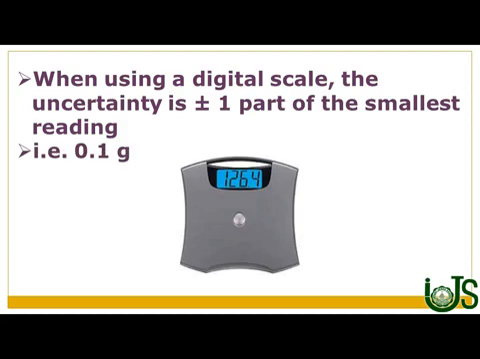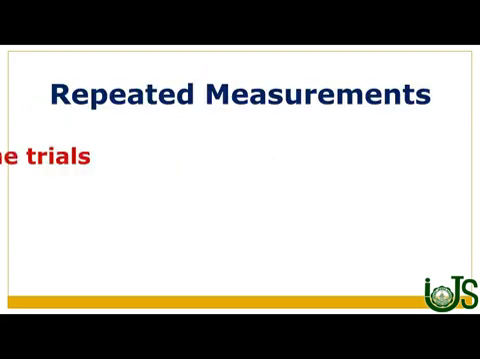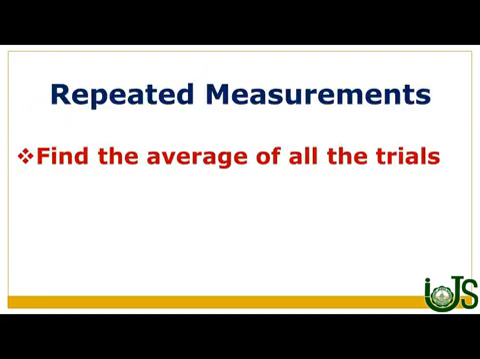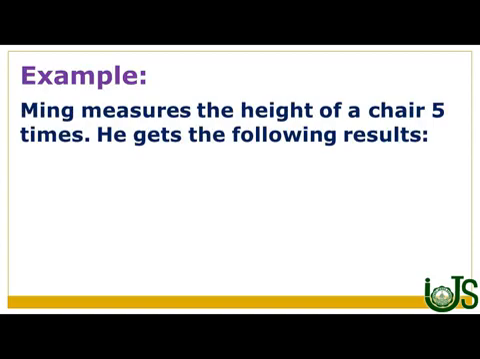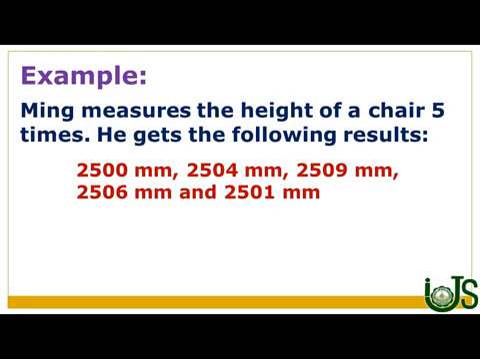Now, if you are doing a repeated measurements, you need to find the average first of all the trials done during the measurement. And then after that, to get its uncertainty, you need to divide the range by 2. So for example, Ming measures the height of a chair 5 times and get the following results.